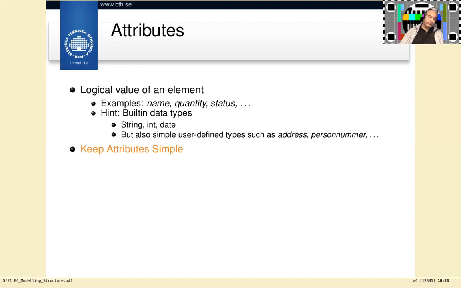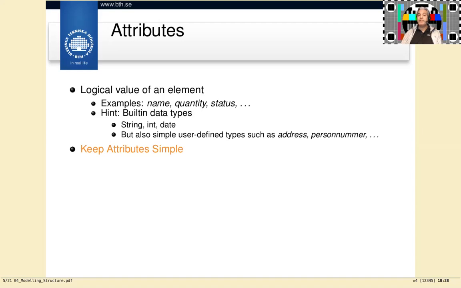Attributes, they are more the logical values of a concept. So you can have, for example, a concept which has a name, it's got a quantity, it's got a status, whether it's available or not, for example. A tip there is to look for things that you can represent with built-in data types. If it's a string or an integer or a date or something like that, and it is only one of those, then maybe, likely, it is just an attribute.